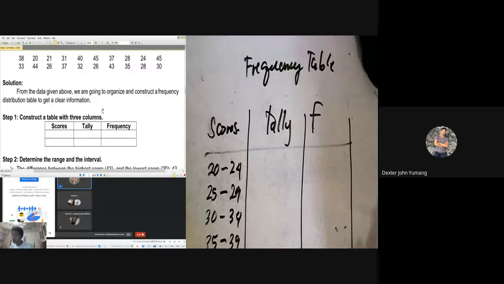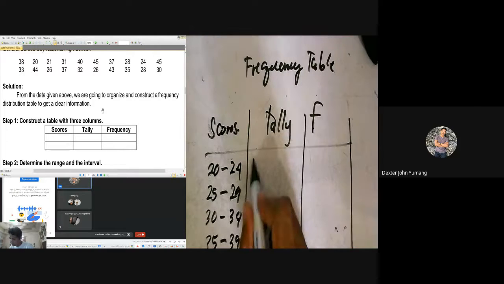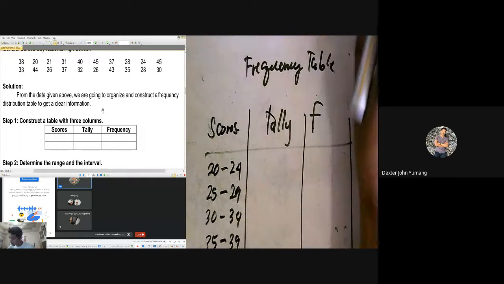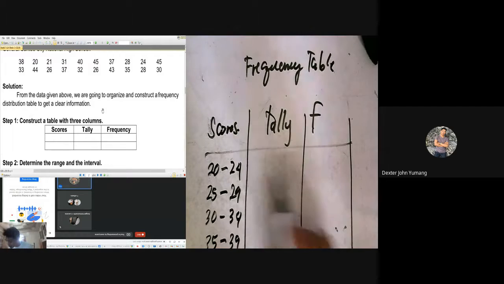So, yung 20 to 24, itali ninyo. Ang tali is yung parang tally sticks nga, kung alam ninyo. So, 20 to 24. Bilangin ninyo kung ilan yung 20 to 24 based sa ating given. Meron tayong 20, isa. 21, isa. O, ganito na lang. Para hindi kayo malito, 38 ang first given, tama? 38, saan nabilong si 38?